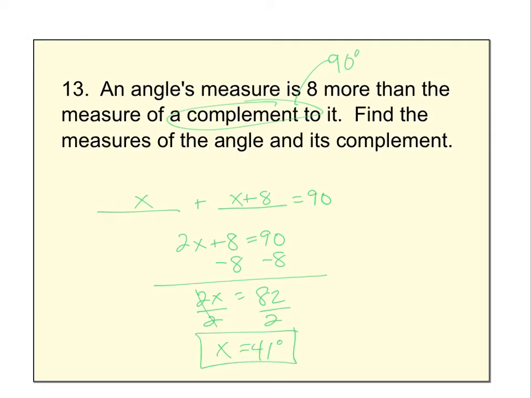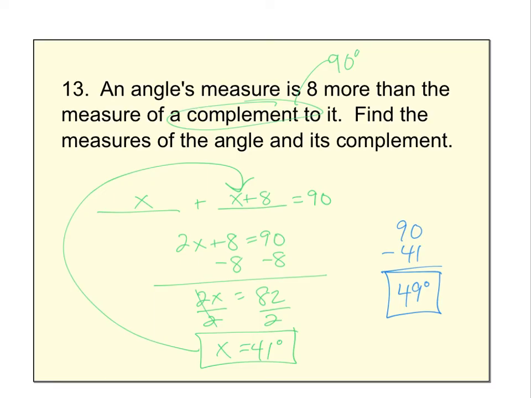That's one of the angles. To find the other one, you could either take that 41 and plug it in right here, or you can take 90 minus the 41 because they have to be complements, and this turns out to be 49 degrees. So there's the two angles. One of them is 8 more than the other, and they are complements because they add up to 90.